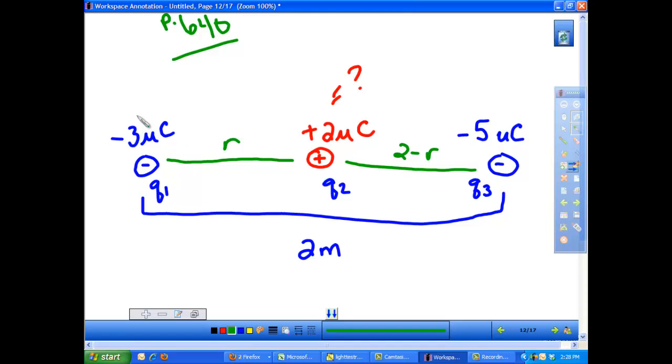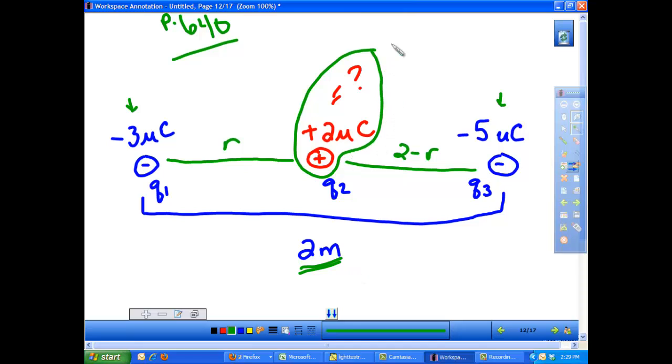So let's say I have two negative charges, -3 and -5, and they are 2 meters apart from each other. Where would I need to put a positive charge in the center here so that it experienced no net force? We want it to be at equilibrium. So we are assuming it's going to be placed some distance r from one of these charges. I labeled this distance from the first charge to the second as r. If the whole thing is 2, then the distance between here and here is 2 minus r.